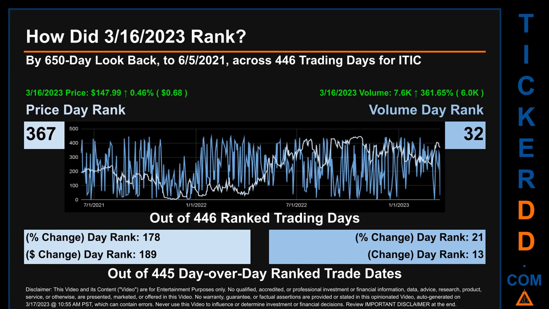The price's day-over-day percentage change, jumping 0.46% on March 16, 2023, had a day rank of 178, while its dollar difference of 68 cents had a rank of 189 when compared day over day across 445 trading days. Volume's percentage change and difference were ranked respectively at 21 and 13.